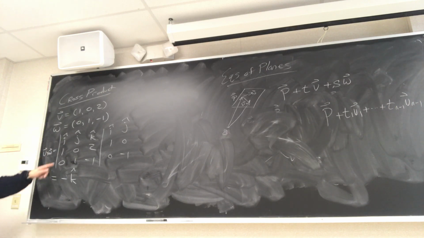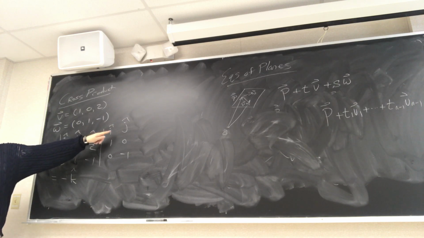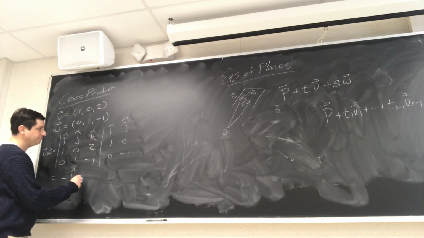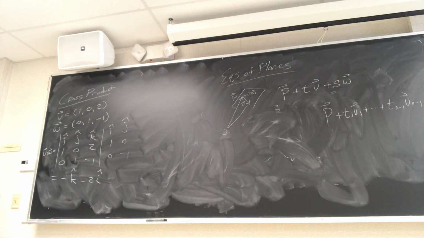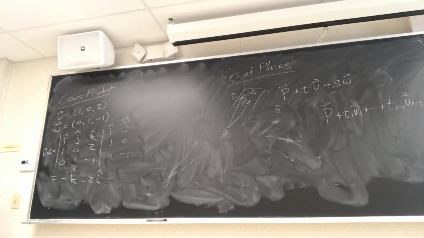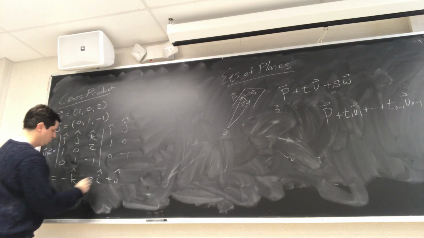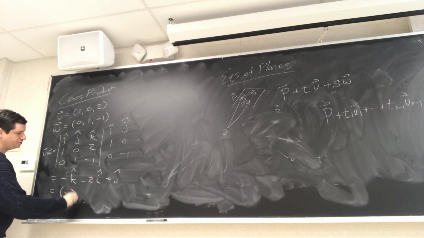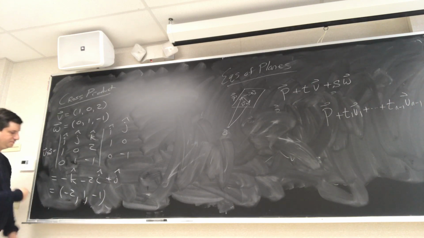Now we do the minus ones. It's going to be 0 times k, that's 0. 1 times 2 times i hat, so that's minus 2 i hat. And then the last one is going to be minus 1 times 1 times j hat, so it's going to be plus j hat. So we get minus 2, 1, minus 1.